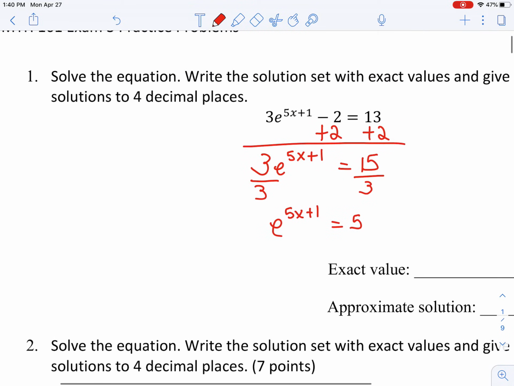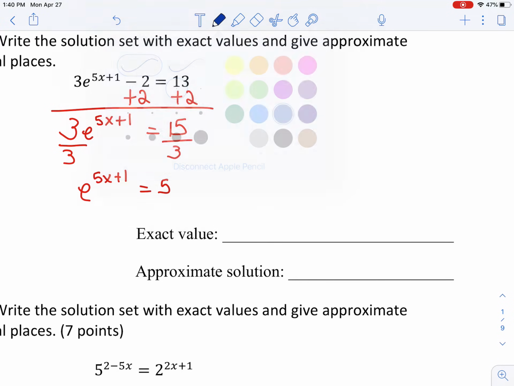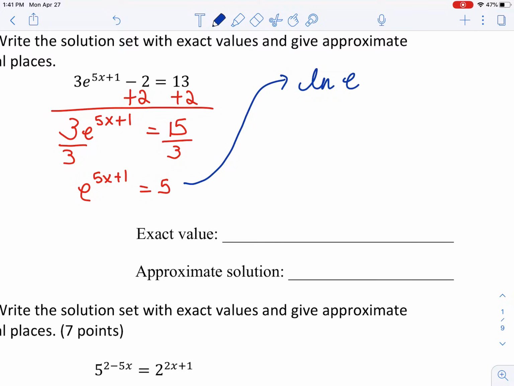You've seen this problem, didn't you? Yes, this was the daily problem. This was a 3.5 problem. And steps 1 and 2 were just isolating this exponential term. Now, this is when we're going to take natural log of both sides. If you take natural log of both sides, you're going to get this.